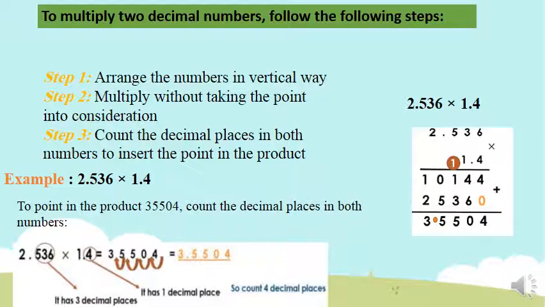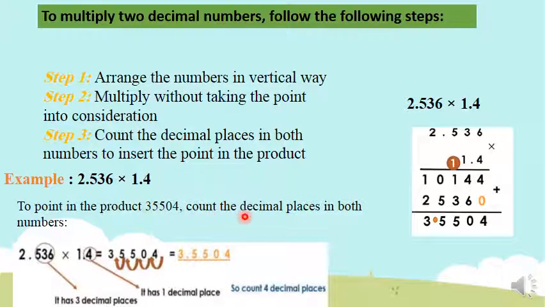So, how to multiply two decimal numbers? To multiply two decimal numbers, we have to follow these steps. One, as usual, we arrange the numbers in the vertical form. To multiply any two numbers, we arrange them in the vertical form. Step 2, we multiply as if we don't have a decimal point, so we ignore the decimal points. After multiplying, you add the two products, and here is our product. What to do? Do we finish? No.